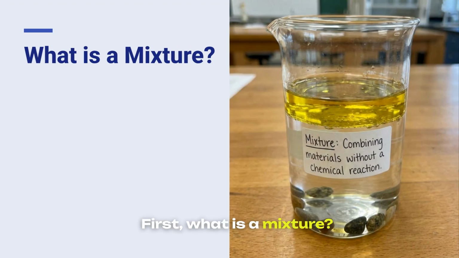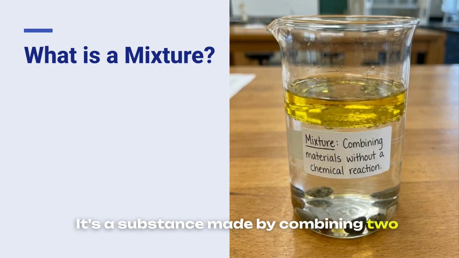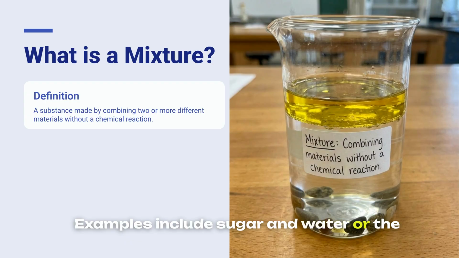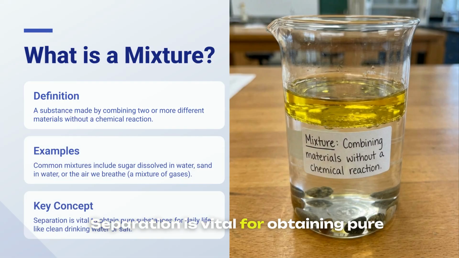First, what is a mixture? It's a substance made by combining two or more materials without a chemical reaction. Examples include sugar and water, or the air we breathe. Separation is vital for obtaining pure substances, like clean water.